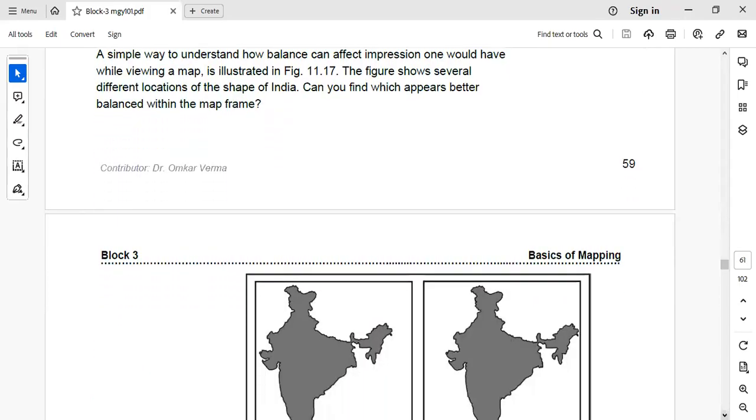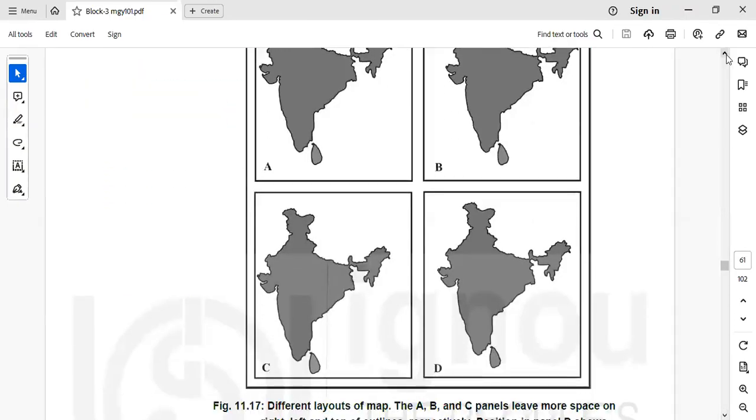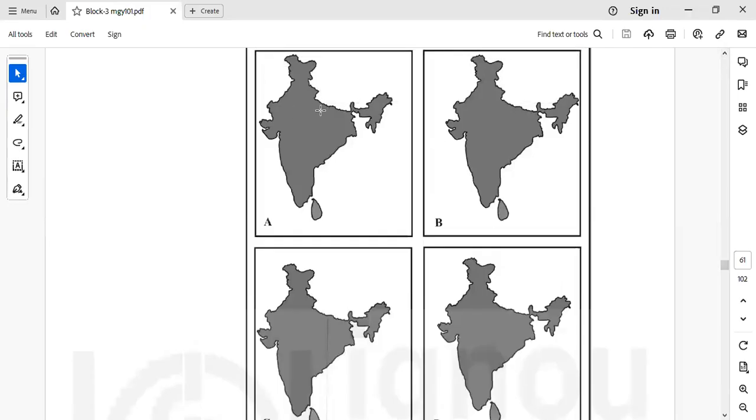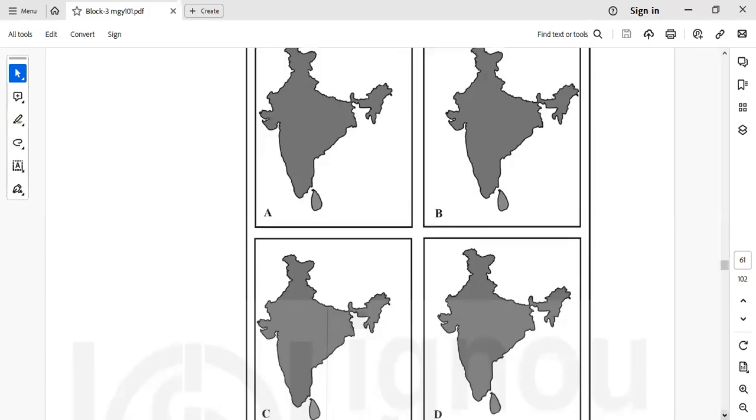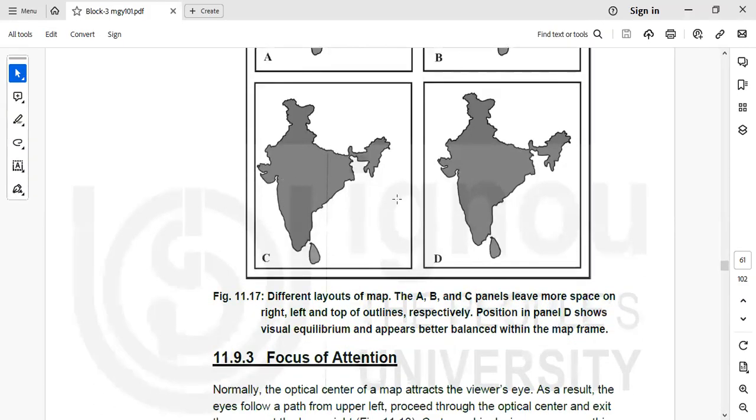So here, take this example, we want to show the map of India, and here the figure is not properly displayed in the layout which is given in the A figure, and similarly here the layout is not proper, and in the third figure, that is in C, the figure is not properly arranged, and in the figure in D, the map of India is properly arranged and it is considered a balanced layout.